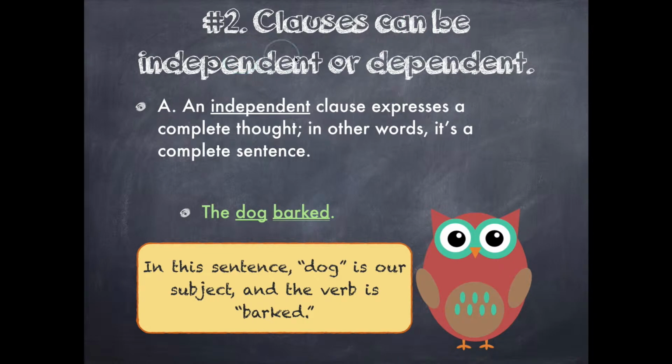Clauses can be independent or dependent. An independent clause expresses a complete thought. In other words, it's a complete sentence. The dog barked. In this sentence, dog is our subject and the verb is barked.